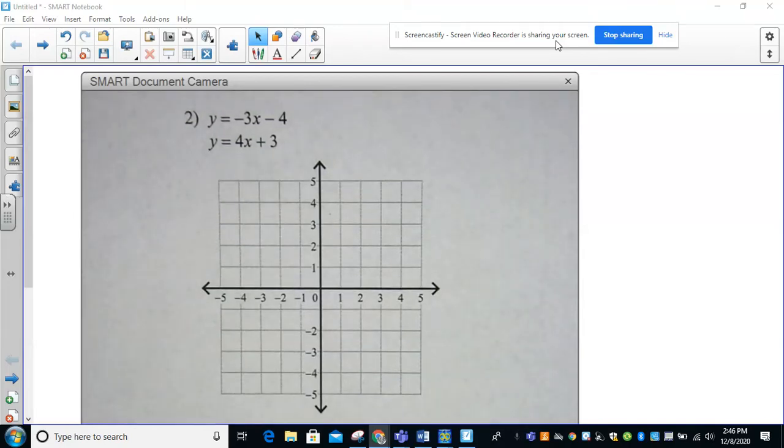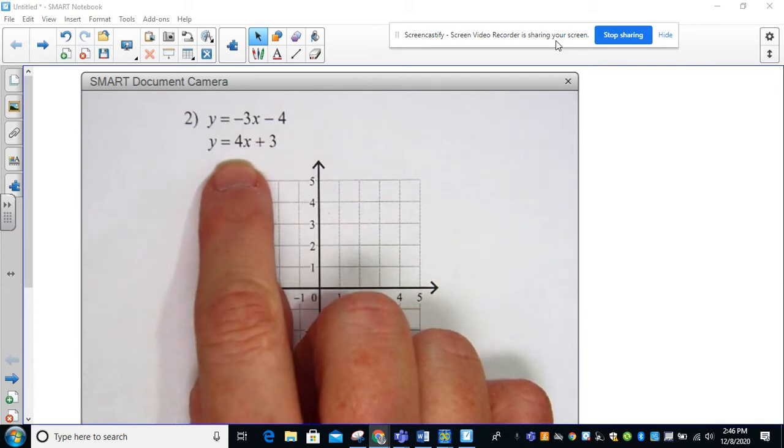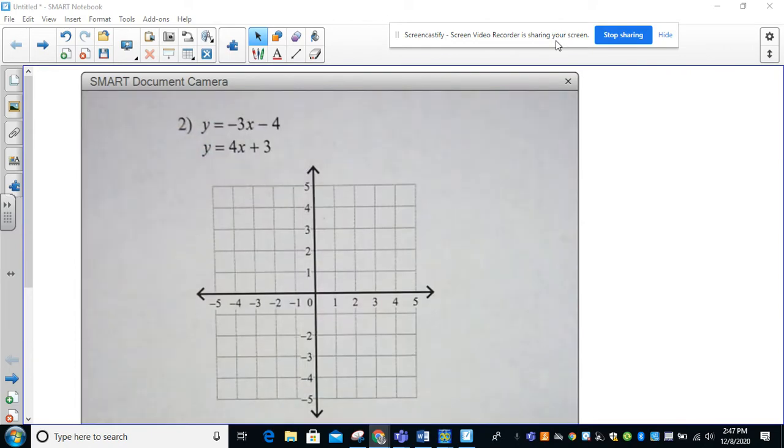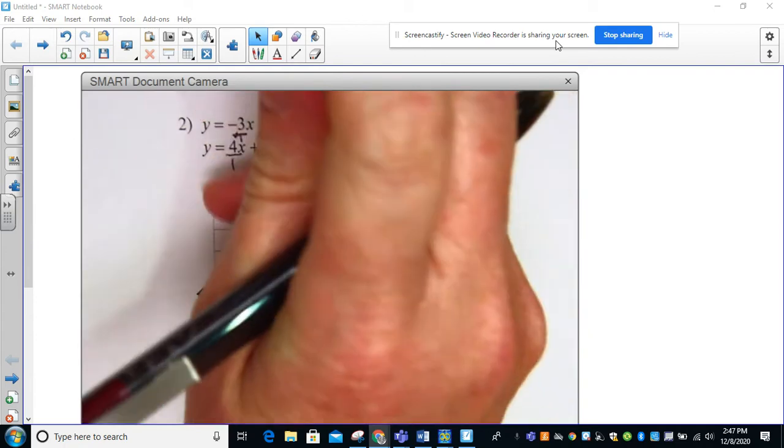So for systems of equations, basically what you have here are two equations of two different lines. We have one line here, y equals negative 3x minus 4, and the other is y equals 4x plus 3. First thing we need to realize is our slopes do not have a denominator, so I'm going to put a 1 under them. So over 1, over 1.